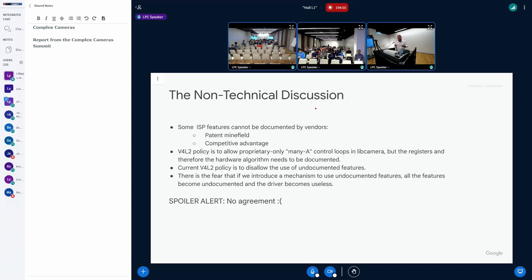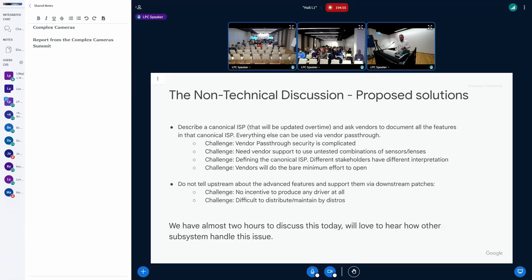And there's also the big fear that if we introduce a mechanism to use these features, then most of the driver is going to be undocumented, and then the driver is going to become useless. And yeah, this is the problem, and no, we didn't agree on anything. We need your help to figure out how other subsystems are doing this, what could be the right policy, what would be the right solution for this, and we're going to have 2 hours to discuss this.